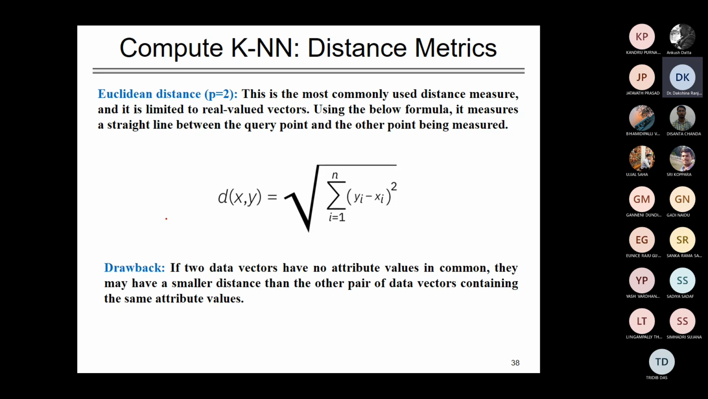Now, there is a drawback of Euclidean distance. So what is the drawback? If two data vectors have no attributes in common, so if we see the attribute values in two different data vectors and they are not found to be common, then they may have a smaller distance than another pair of data vectors containing the same attribute values. This is the major drawback of the Euclidean distance. However, we can use this Euclidean distance for a single attribute.